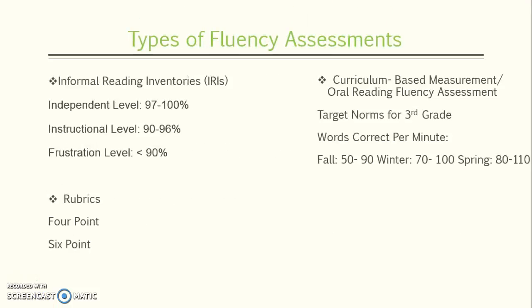So the types of fluency assessments that I read about in this article are informal reading inventories, curriculum-based measurement or oral reading fluency assessments, and rubrics, which can either be 4-point rubrics or 6-point rubrics. These were the most effective ways to assess students as it relates to reading.